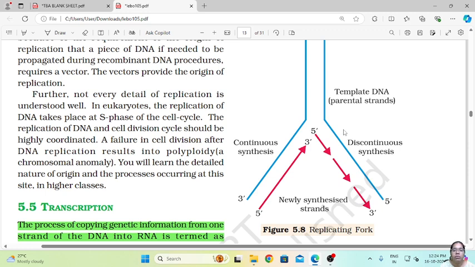of the new DNA. One strand is continuous and the other one is discontinuous, that is, it forms small fragments, and each fragment is called an Okazaki fragment. After synthesis, the newly synthesized strands are joined together by the enzyme ligase, which helps in the joining of the nucleotides. So this is how replication happens in the DNA.